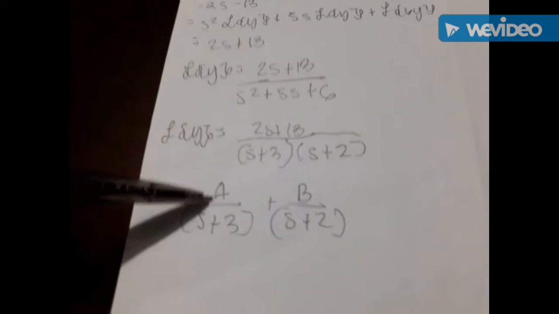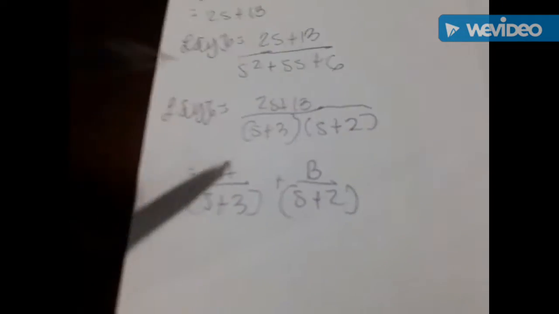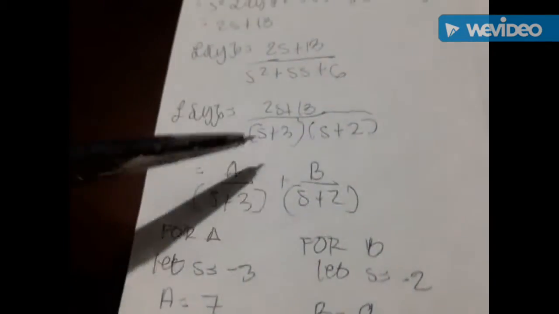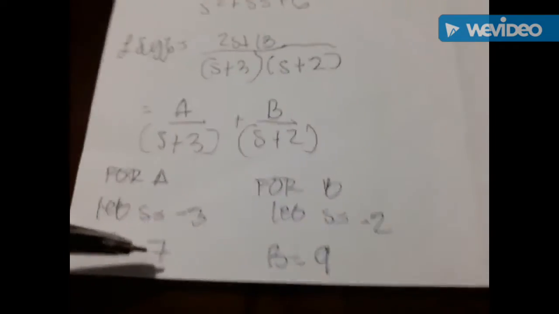Proceeding with the partial fraction, it is equal to A over s plus 3 plus B over s plus 2. Now again, we think of a number that will make each denominator 0, to get the values of A and B and substitute them into this equation. Obviously, our two values of s are negative 3 and negative 2. For A, let s equal negative 3, and for B, let s equal negative 2. After solving that, we get A equal to 7 and B equal to 9. Upon checking, you will get the same answer.